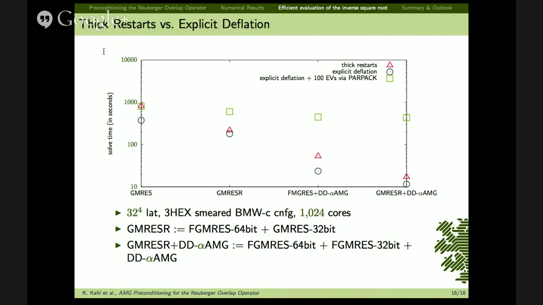What you see here is that explicit deflation has constant cost in the setup, and it gets cheaper, and for deflating 100 eigenvalues it is faster than the thick restarts, but the thick restarts seem to pay off. I mean, they are at least in the same ballpark. But of course, if you only think about solving one right-hand side, then the thick restarts are largely superior for the method that we propose in the end.